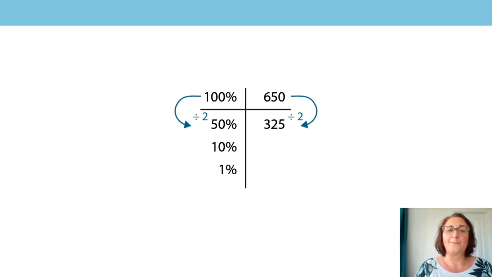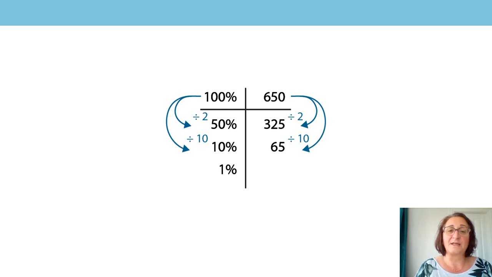Next, let's find 10% of 650. To find 10% of any amount, I must divide the amount by 10. 650 divided by 10 equals 65. 10% of 650 equals 65.